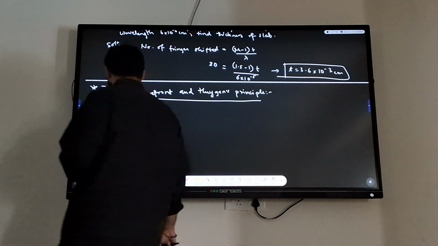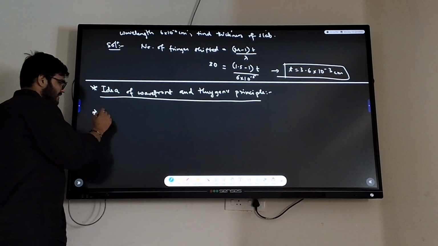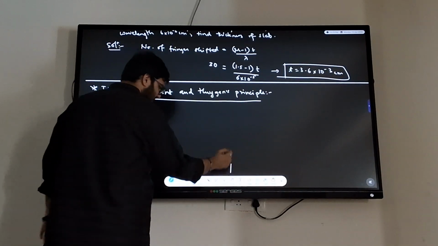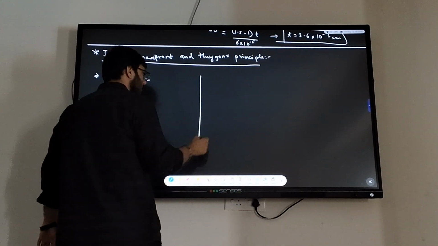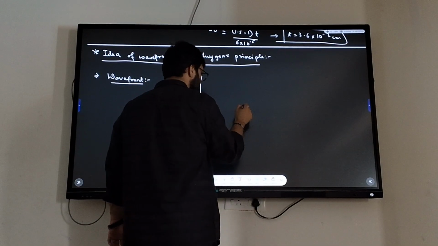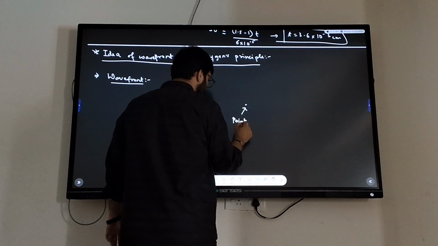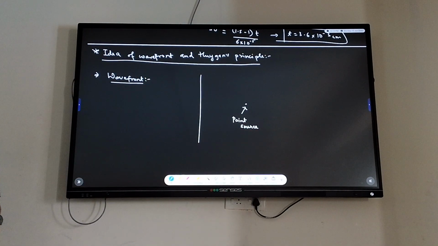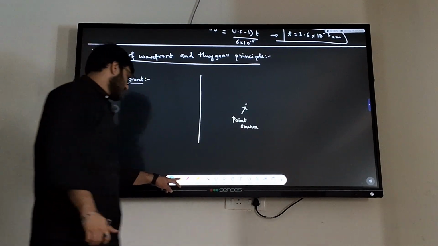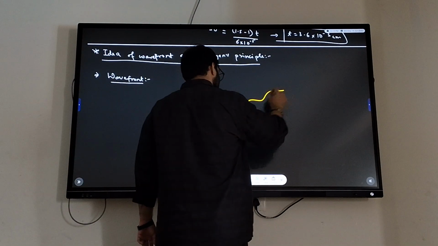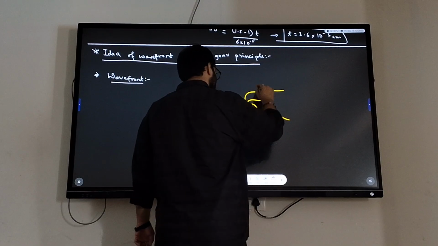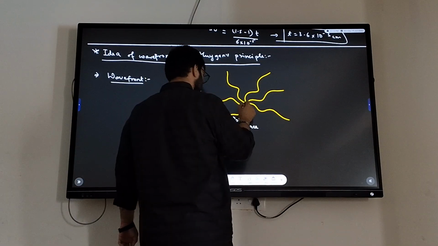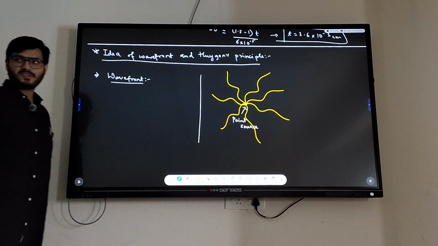And what is a wave front? So I will give the definition here. But before even that, let me give you some example and then let me try to talk about it. Let's say you have a point source, like this. What will the point source do? It will give off waves in all possible directions.